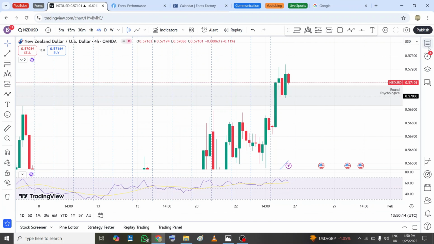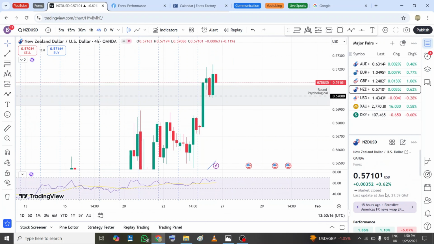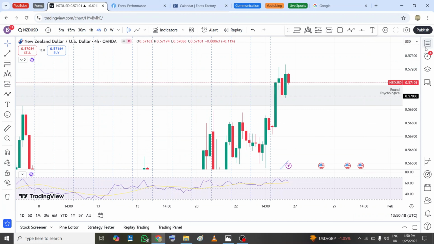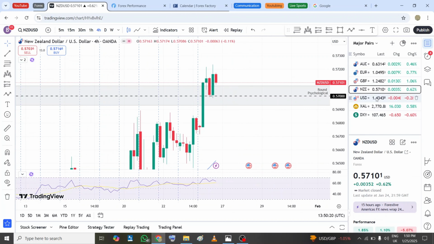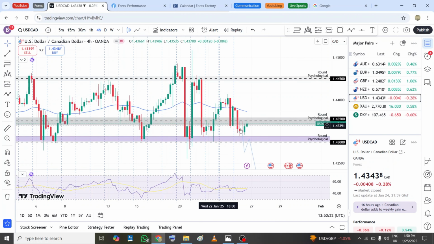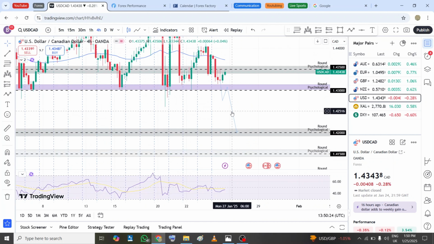So it's like everything indicates buy, buy, buy, buy, buy. Now, with the exception of USD CAD. Let's start from the weekly as usual.